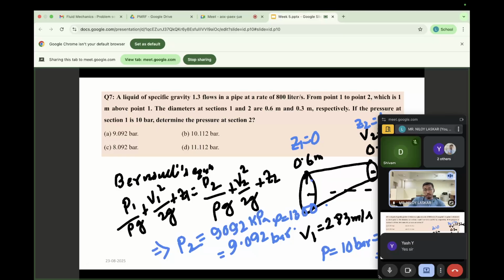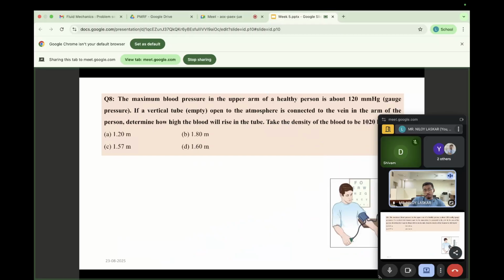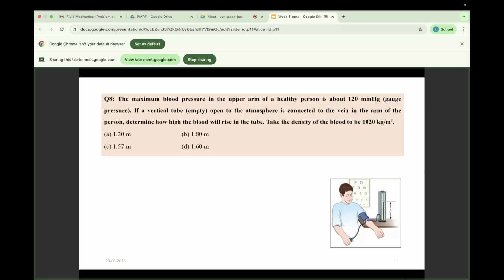Question 7 is quite important, and you will definitely find similar types of questions in the exam. So I'm moving to the next one. It's a real life problem. What is given? You see this picture where a person is checking his BP, right? In this device there is mercury. This mercury reading helps to detect the pressure, right?